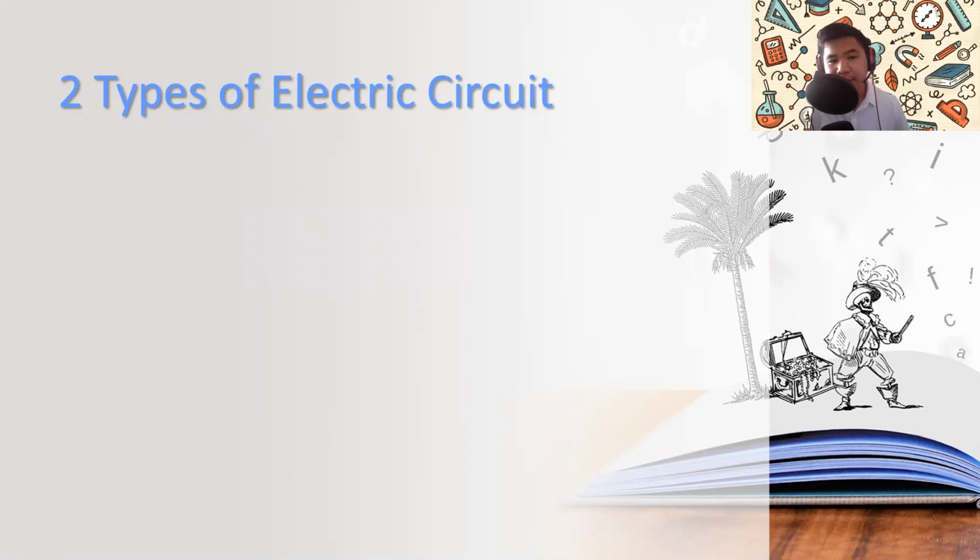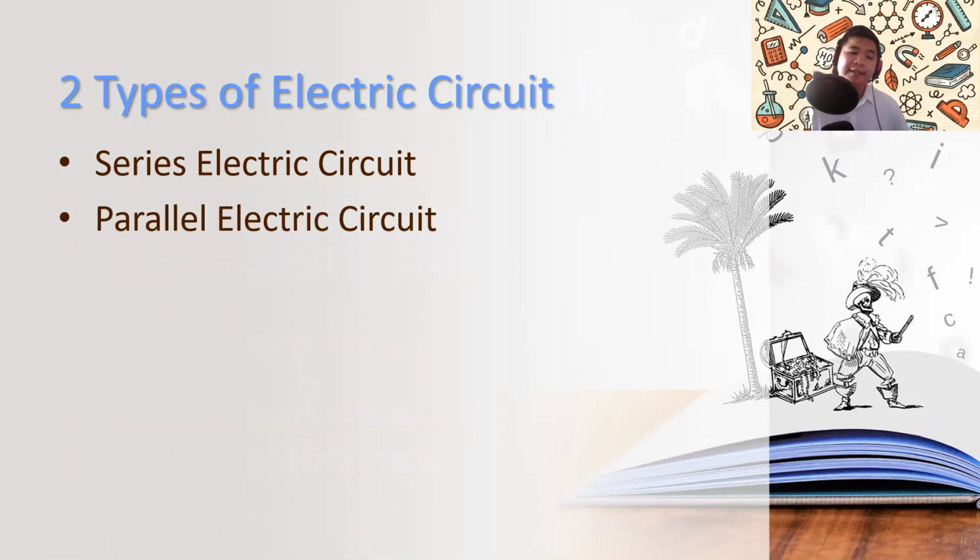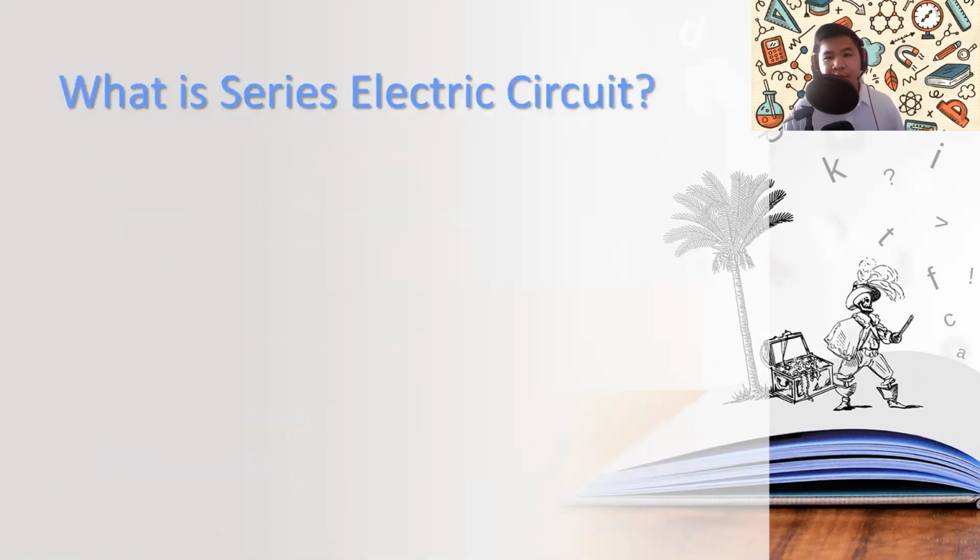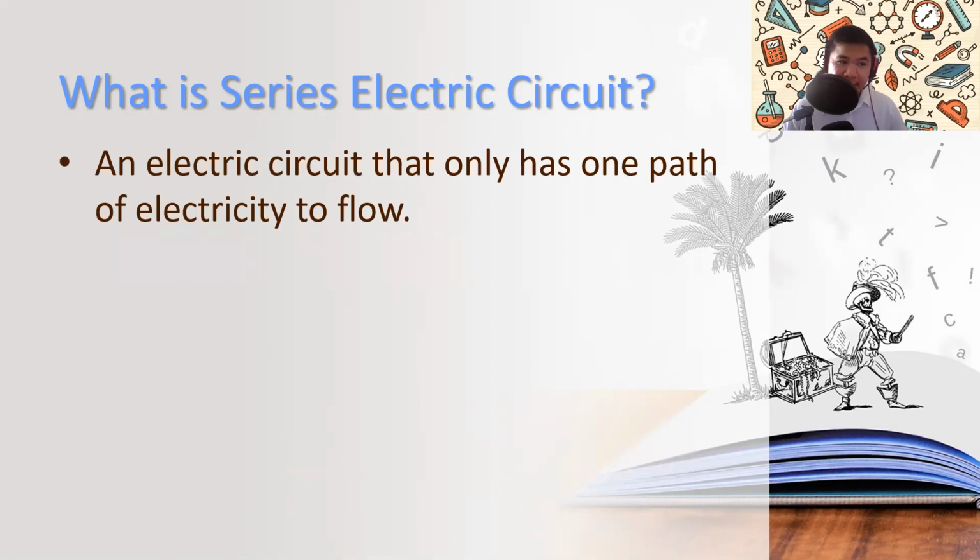And we're going to talk about the two types of electric circuit. The first type, the series electric circuit, and the parallel electric circuit. So, what is a series electric circuit? It's an electric circuit that only has one path for electricity to flow. It only has one way. It only has one road for electricity to be able to move.